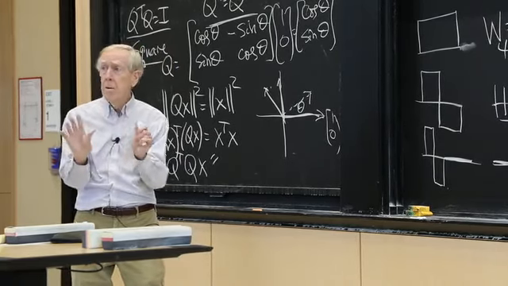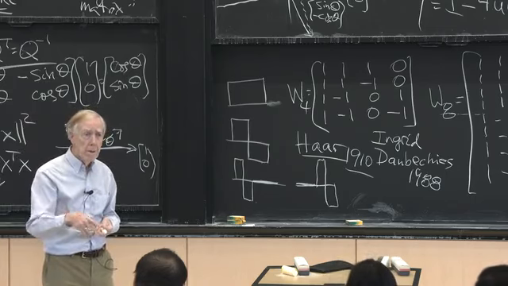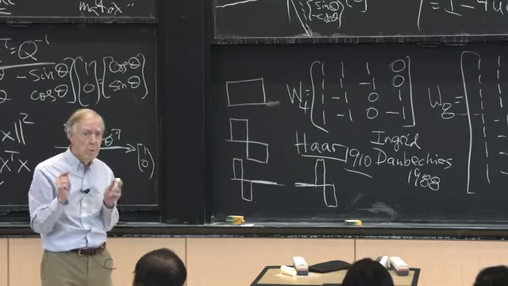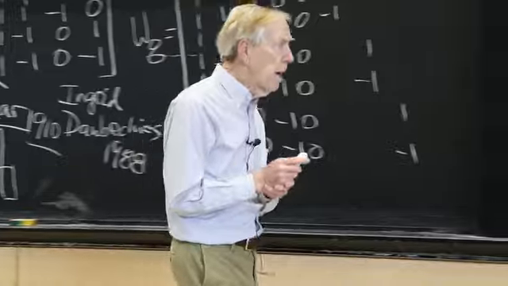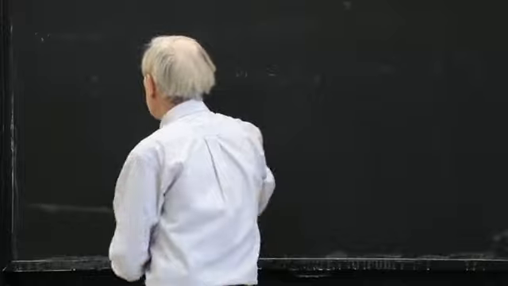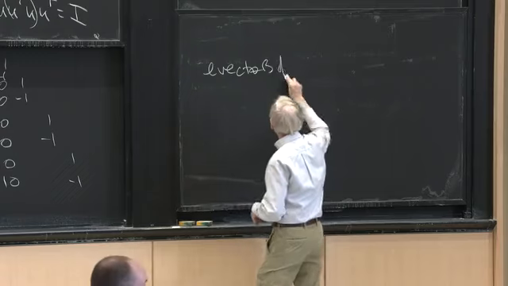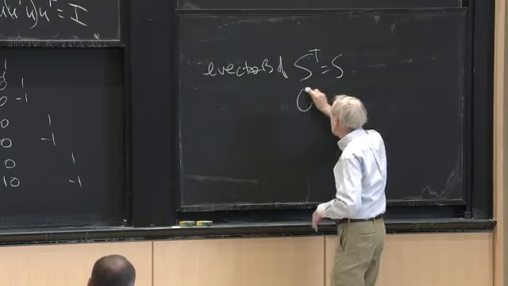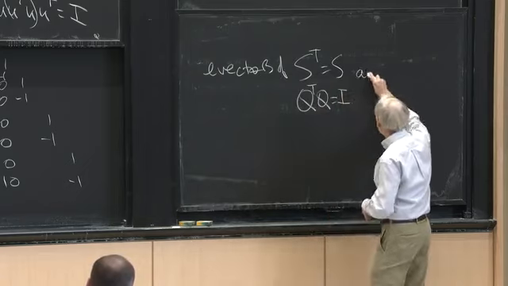Okay. Now, to close today and to connect with the next lecture on eigenvalues, eigenvectors, positive definite matrices, we're really getting to the heart of things here. Let me follow through on that idea. So the eigenvectors of a symmetric matrix, but also of an orthogonal matrix, are orthogonal.